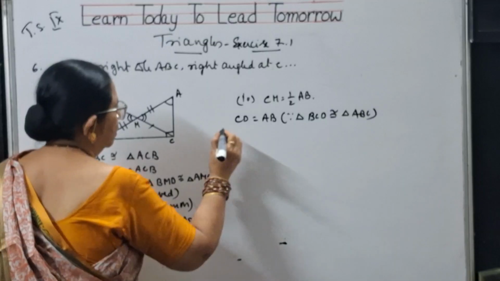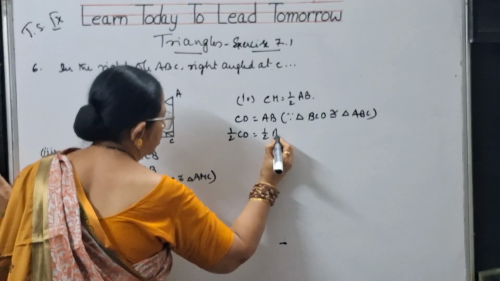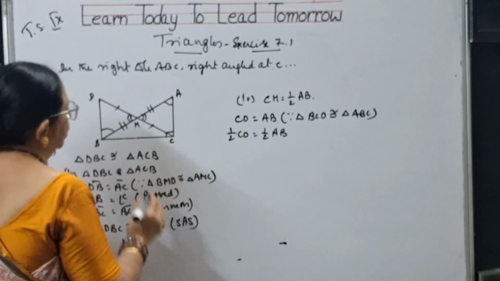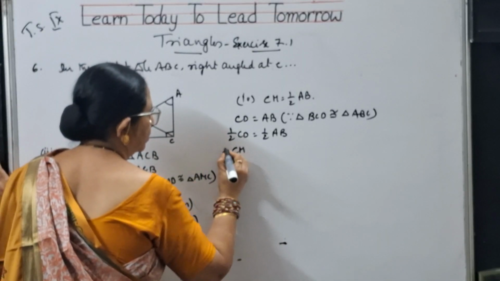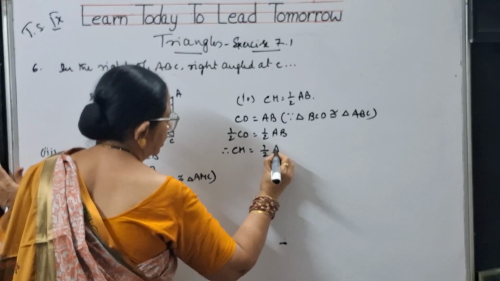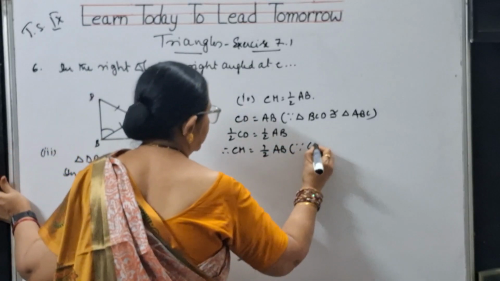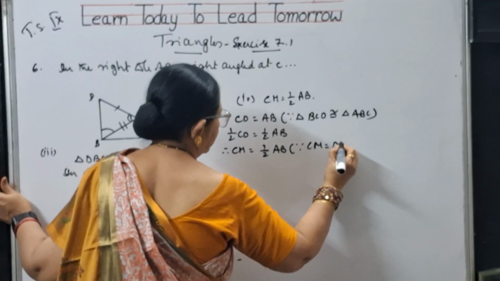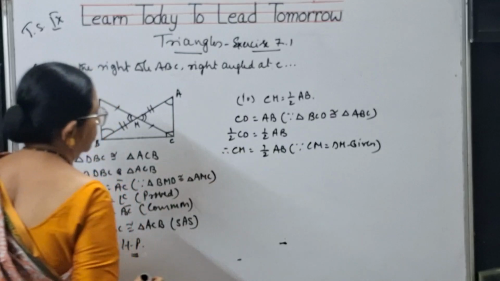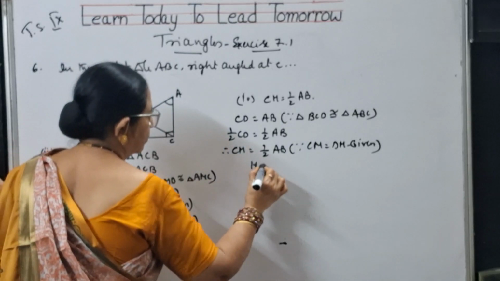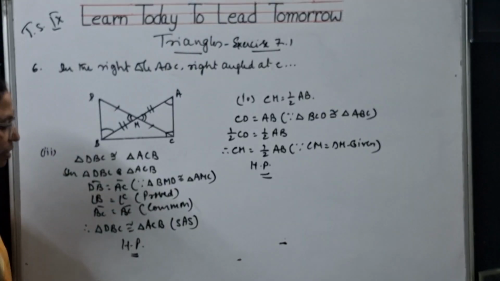So half of CD will be equal to half of AB. What is half of CD? It is nothing but CM. CM is equal to half of AB. Why is it? Because CM is equal to DM. This is given to us. So CM is equal to half of AB, hence proved. That is how we have proved the four bits, children.